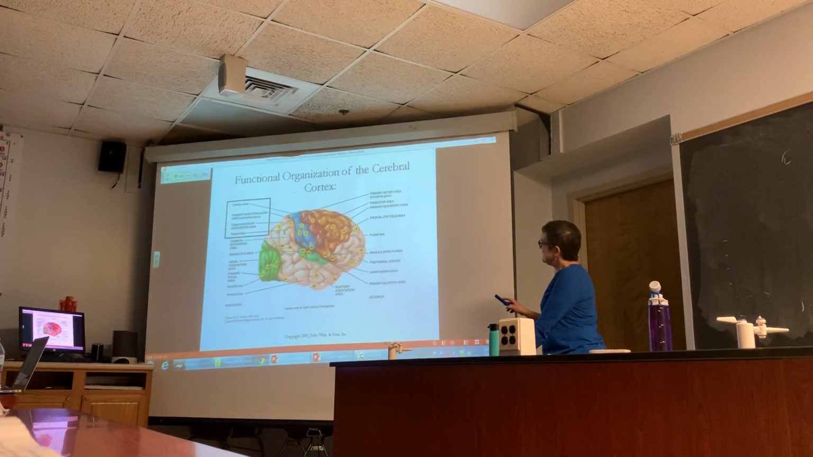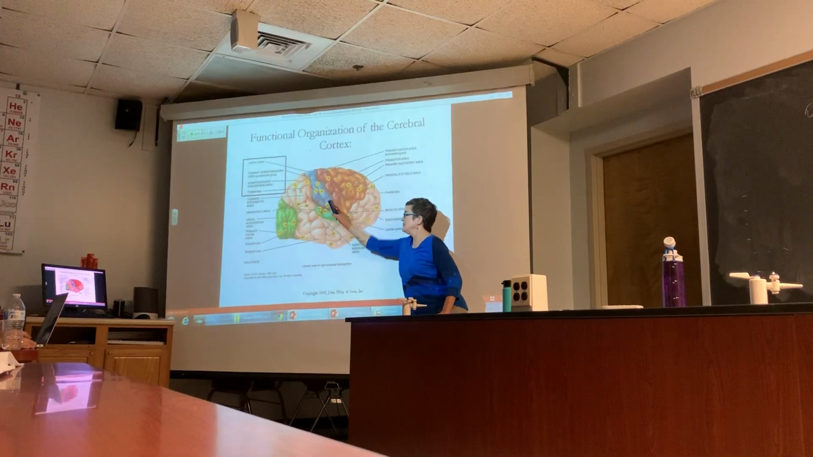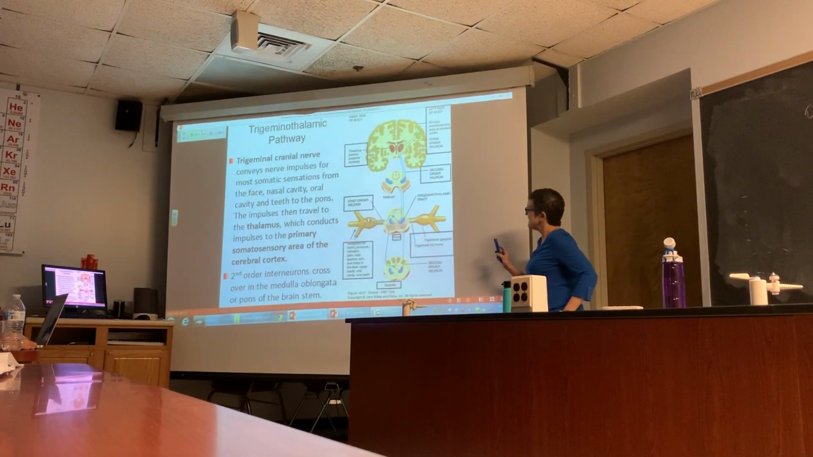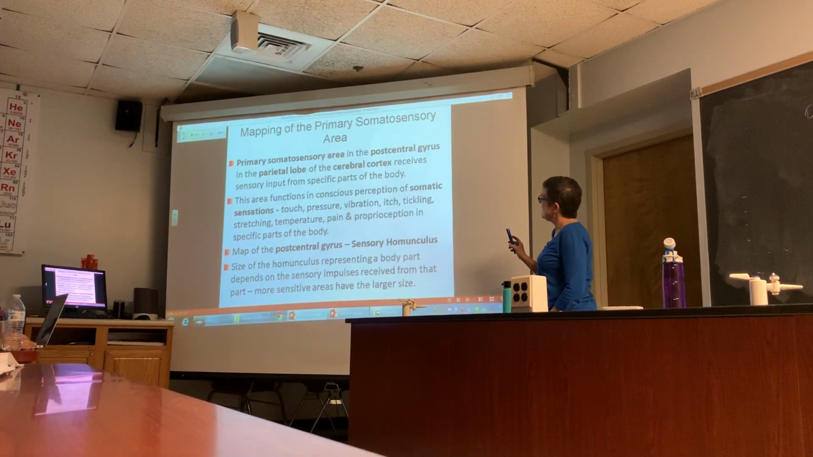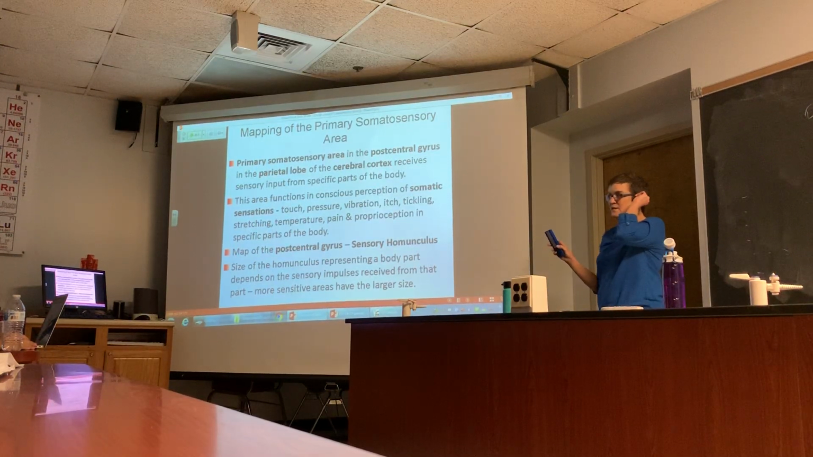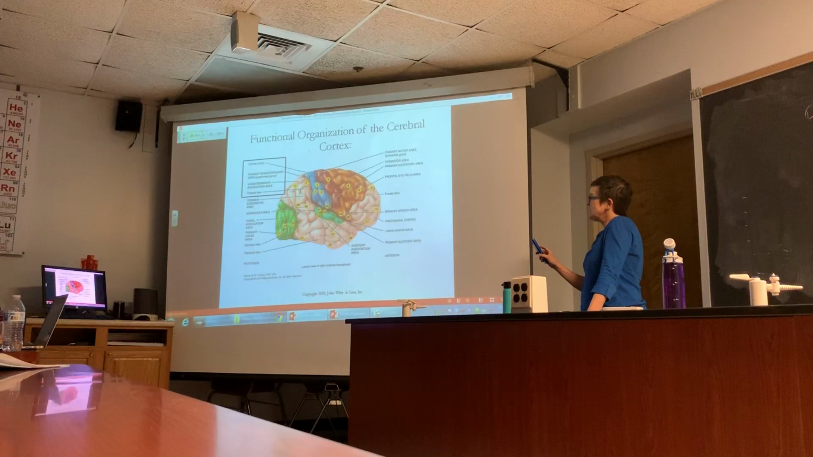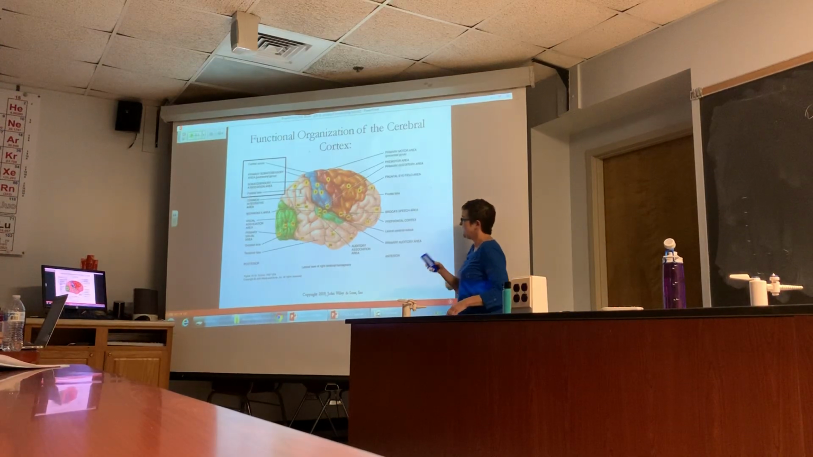So the primary somatosensory area we're going to come back to in just a minute, but that's where those somatic sensations are going. That area in blue, we're going to be talking more about in just a second. So the primary somatosensory area is located in the post-central gyrus, the parietal lobe of the cerebral cortex, and this is a lateral view.